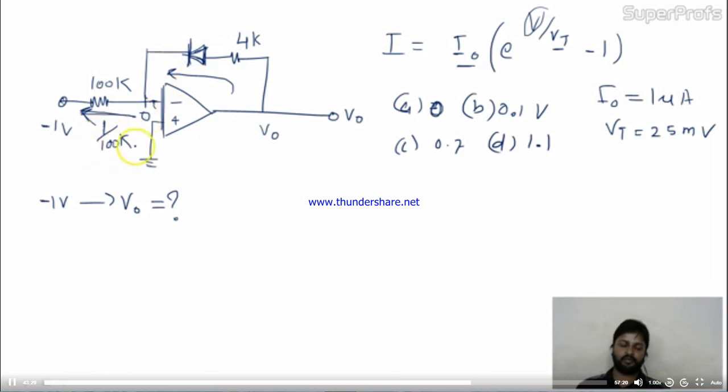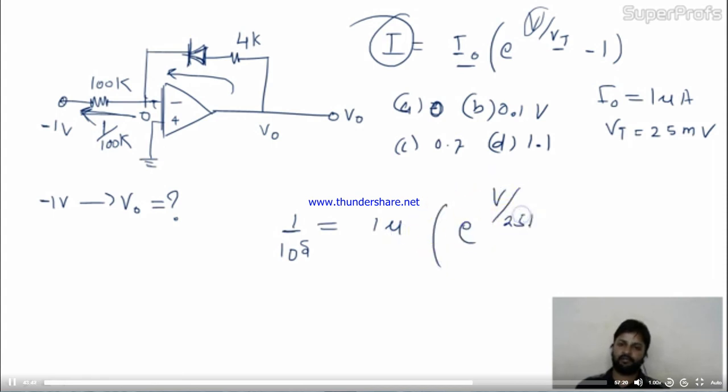Diode current is 1 by 100K, that is 1 by 10 to the power 5, which is equal to I0 times (e to the power V by 25 milli minus 1), where I0 is 1 micro. From this equation I can find the voltage across the diode. If I can find the voltage across the diode, later I can find V0.